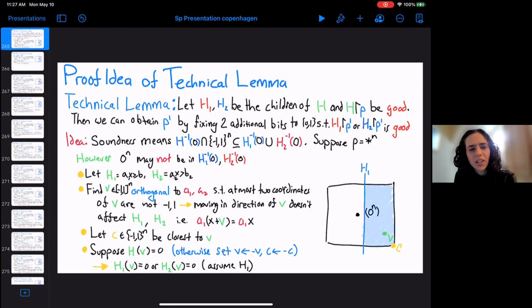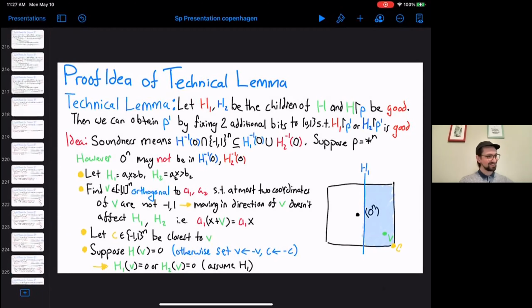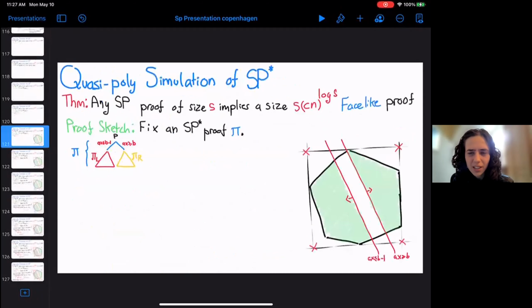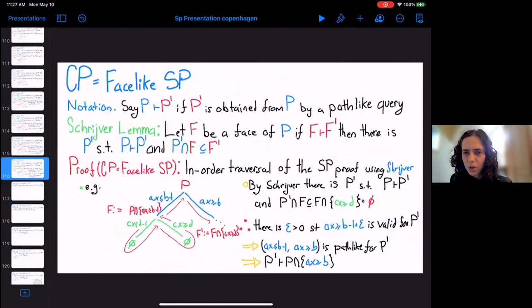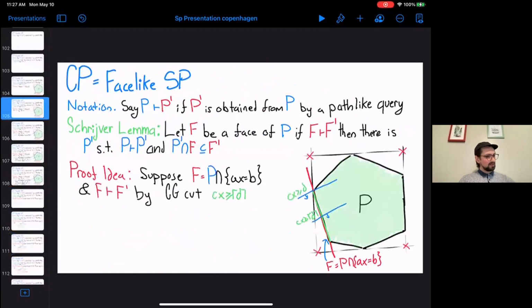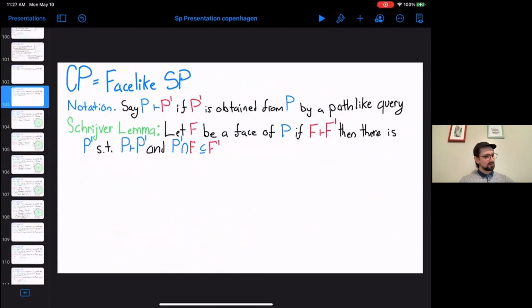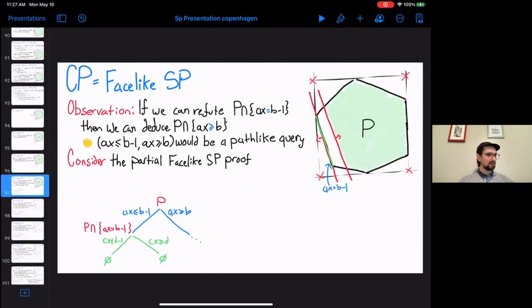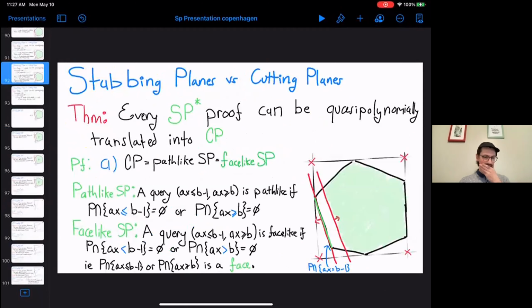No, I have a question. When you were talking about path-like and the other name, stabbing planes, is there a communication model for these that is a tree-like kind of communication model? Because this is equivalent to cutting planes, so would you have some kind of tree-like version of it? Yeah, that's a good question. I haven't really thought about it.